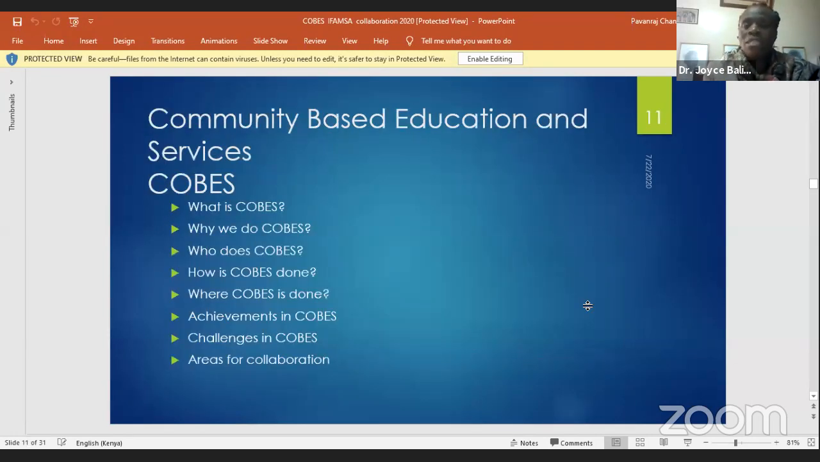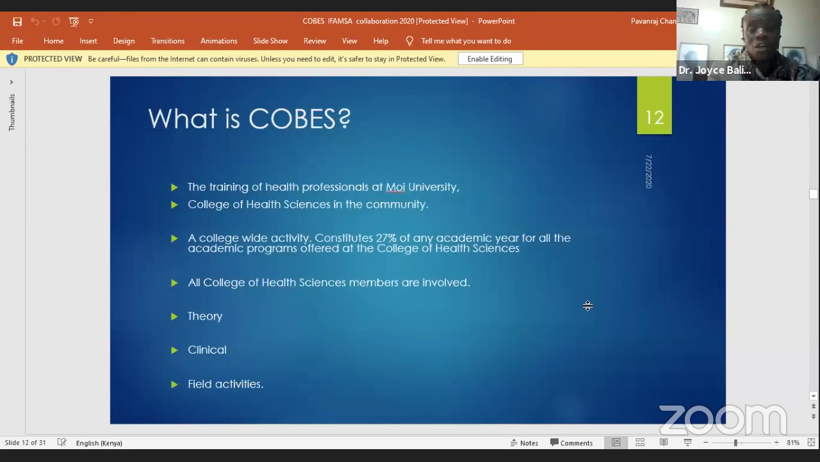So community-based education, in a nutshell, let us just run through quickly. What is it? Why do we do COBS? Who does COBS? How is COBS done? Where is COBS done? What are the achievements of COBS and what are the challenges in COBS? And of course, what are the areas of collaboration? I started off with those two circles, each independent in its uniqueness. We have the SCORE program, we also have the COBS program, but now they must come together to make sure that we understand why we are here.